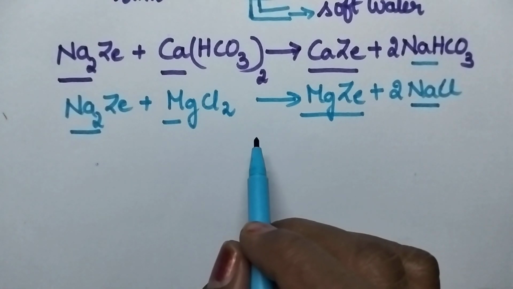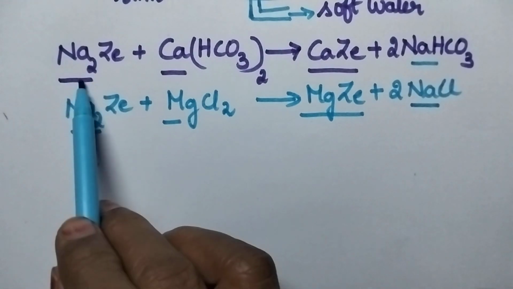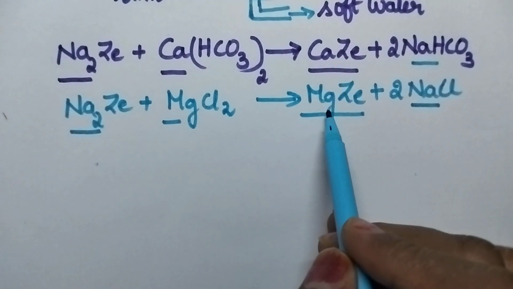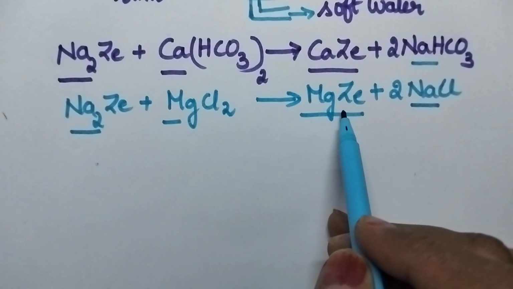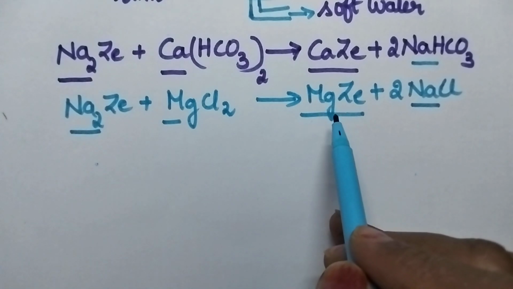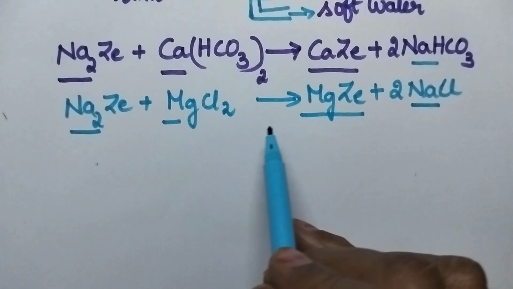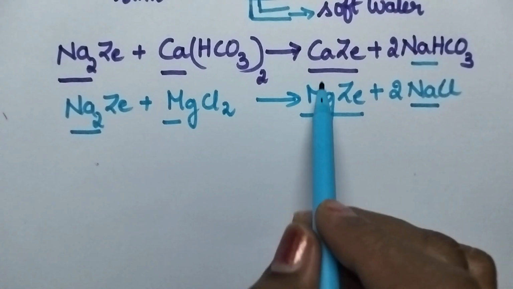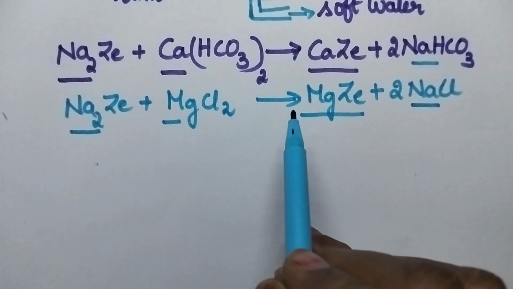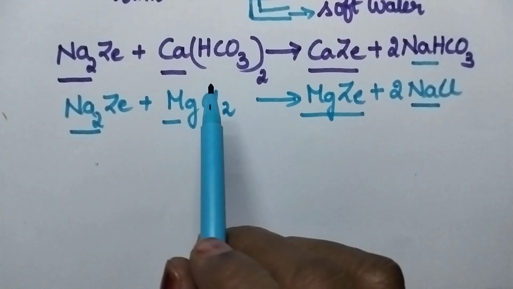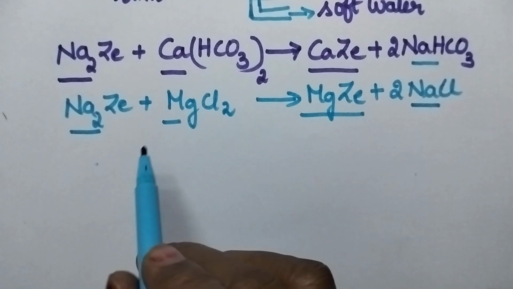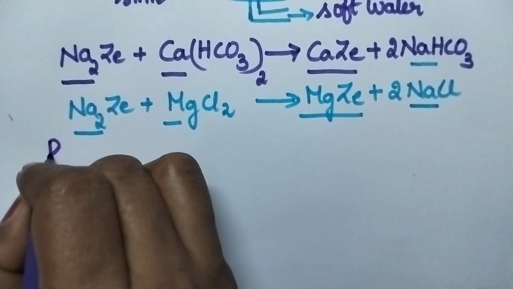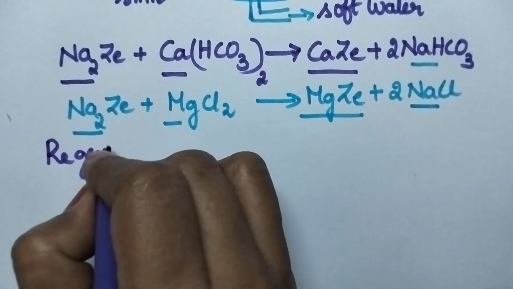After some time, if all the sodium ions present in the zeolite bed are replaced by the calcium and magnesium ions present in the hard water, then it is called an exhausted zeolite bed, and it is incapable of removing calcium and magnesium ions present in the hard water. So at this moment, stop the supply of hard water, and this exhausted zeolite bed can be regenerated by washing with brine solution.